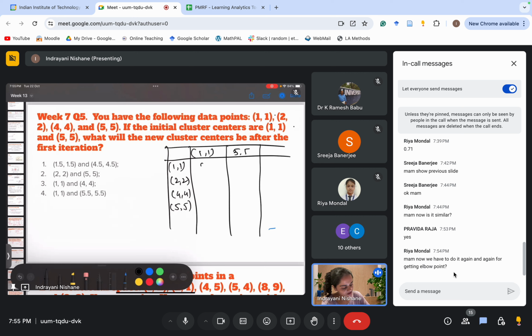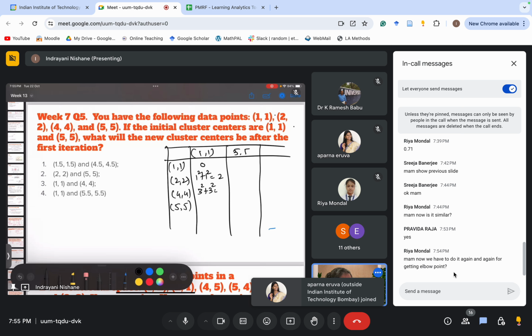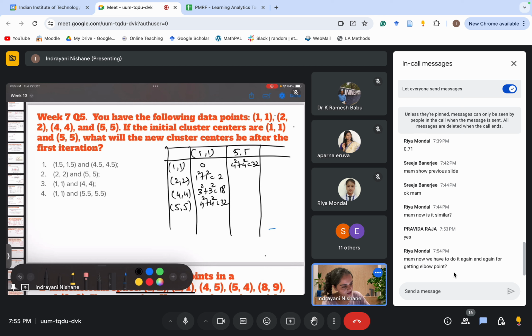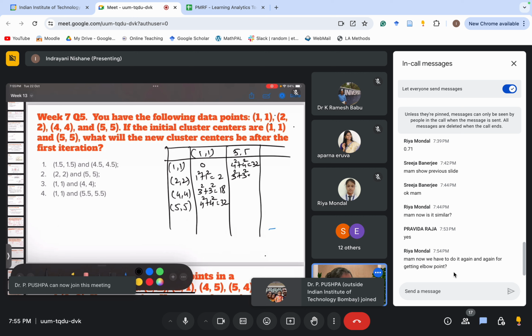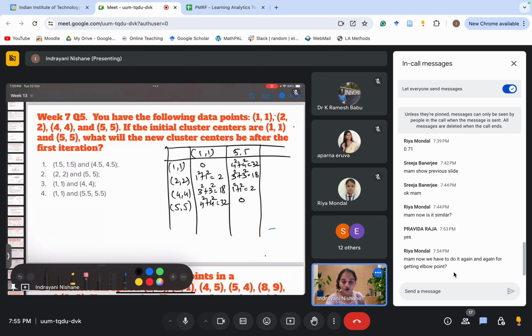So the distance is 0, then 1 plus 1 will be 2. The difference is 1 minus 4, 3, 3 square 9, 18. Then 4 square plus 4 square is 16, 16, 32. Now here 4, 4, so 4 square plus 4 square is 32. Then 3, 3: 3 square plus 3 square is 18, and 9, 9. Now 1 square plus 1 square is 2 and 0.